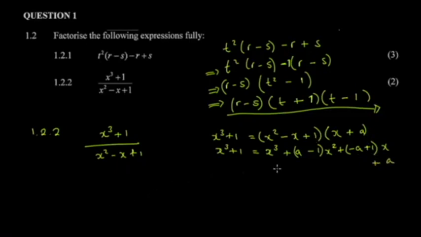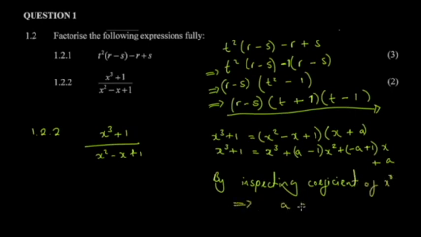Now you are going to investigate if a is consistent, whether this makes sense for the value of a. Here the last digit, the coefficient of x to the power 0, is 1. So by inspecting the coefficient of x to the power 0, we have a equal to 1.